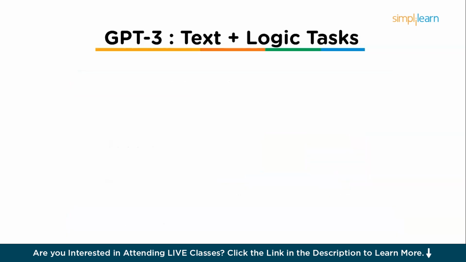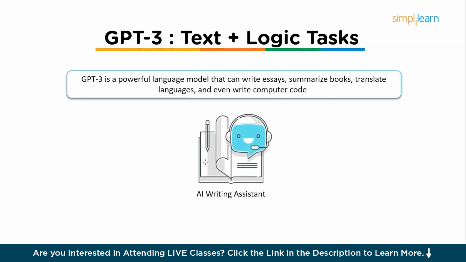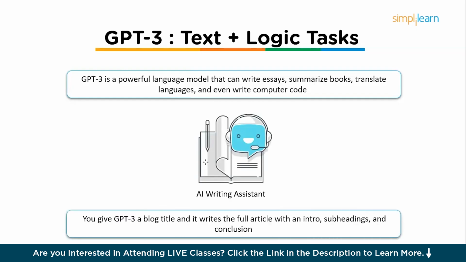Now moving on to GPT-3, that is text plus logic tasks. So what does it do? GPT-3 is a powerful language model that can create and write essays, summarize books, translate languages, and even write computer code. Developers use it in apps to create smart features like an AI writing assistant. You give GPT-3 a blog title and it writes the full article with an intro, subheadings, and conclusion.